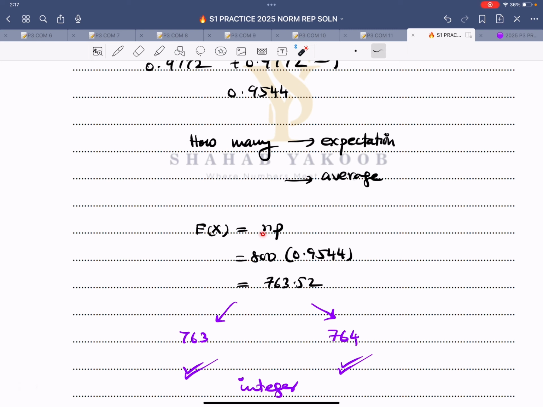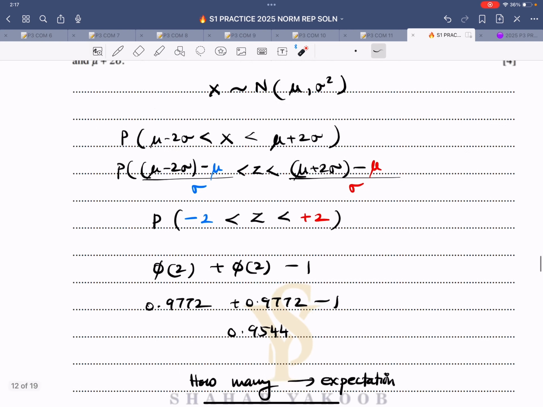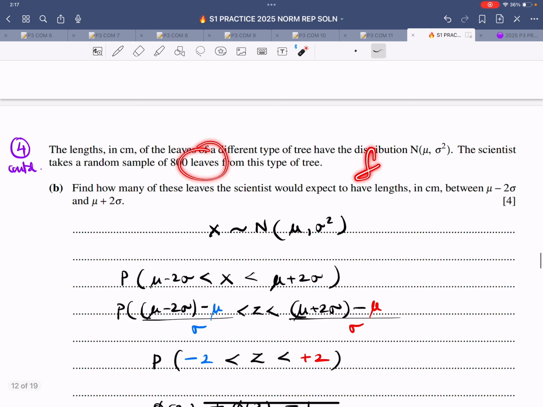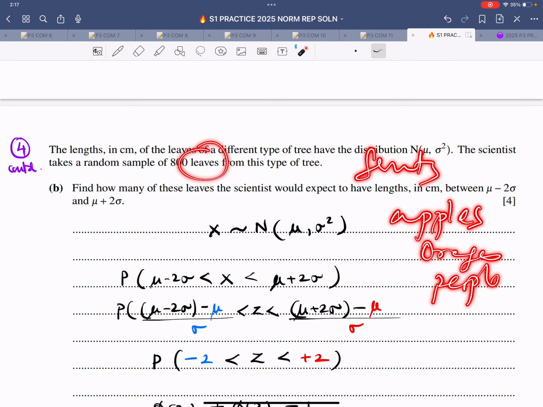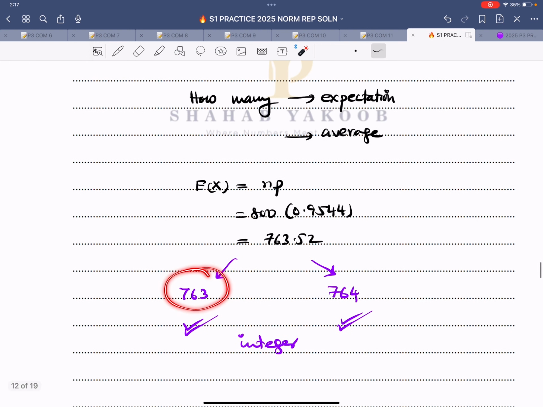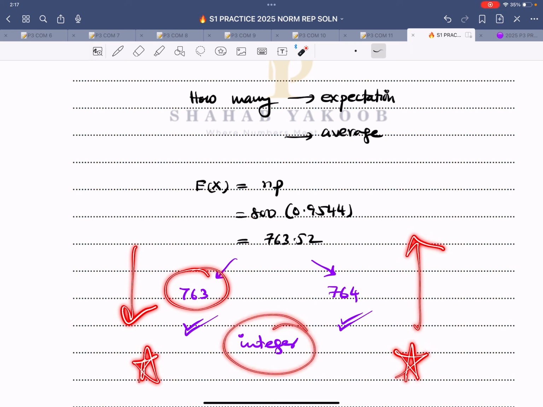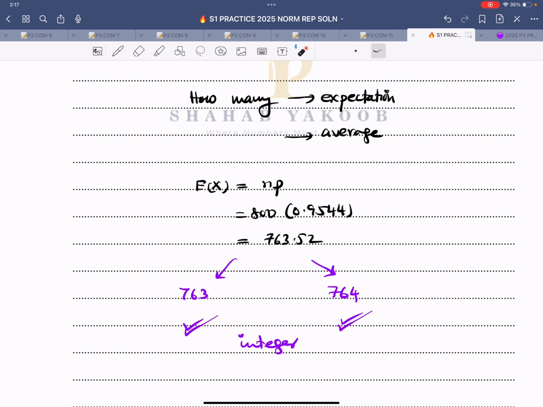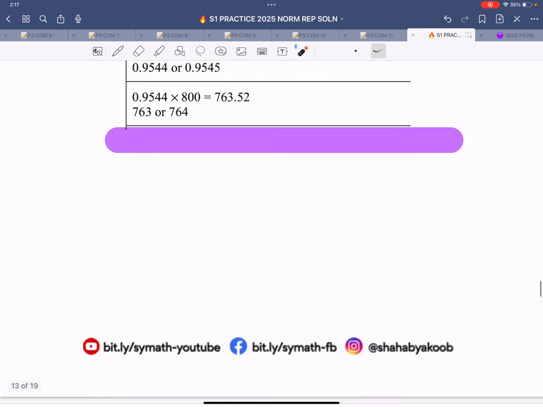Expectation, np, 800 times 0.9544 comes out to be 763.52. Whenever we are talking about leaves, fruits, apples, oranges, or the number of people, you have this option: either round it down or round it up. Both are perfectly fine. Make sure to give the answer as an integer. So now this thing is done.